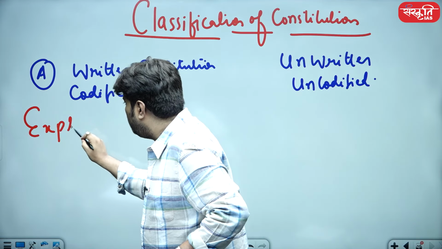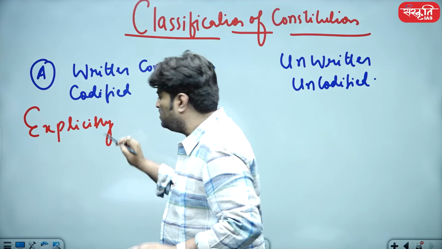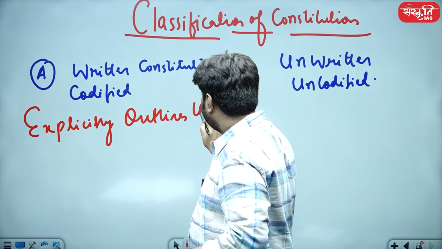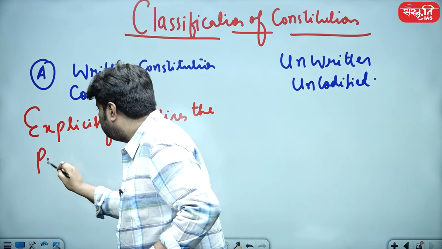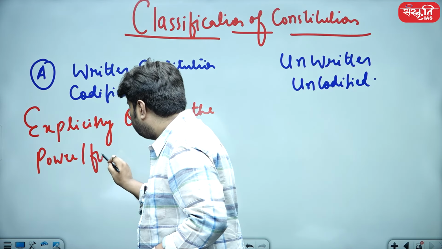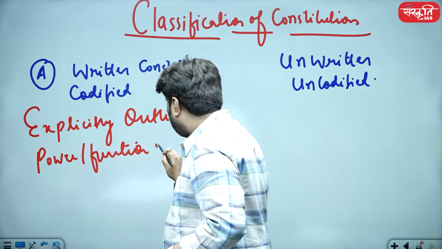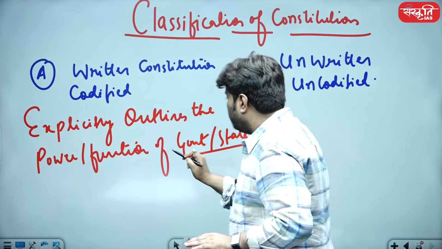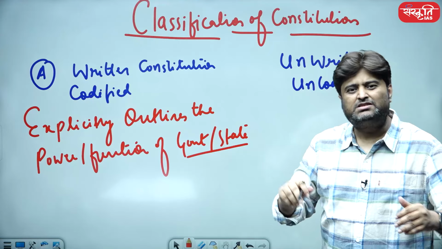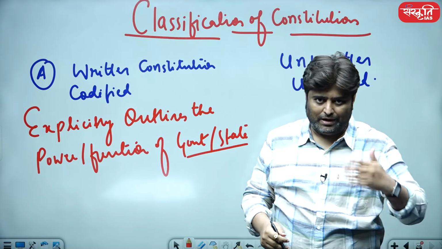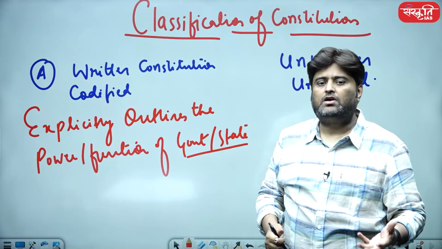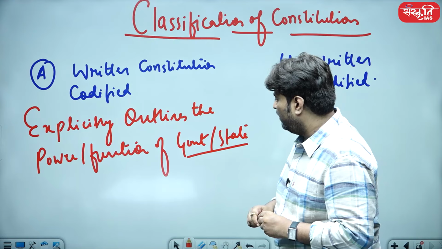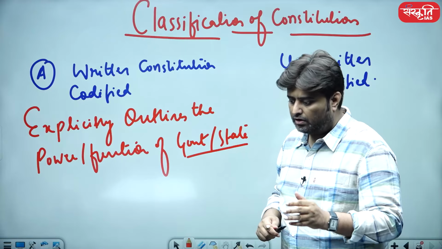So what is written constitution? Written constitution means explicitly. Explicitly means everything clearly. It explicitly outlines the power and function of government or a state. There is a big difference between government and state. This is something I will explain to you later on, but for the larger sake of understanding the topic, please write this point. Explicitly outlines the power and function of government, and of state.